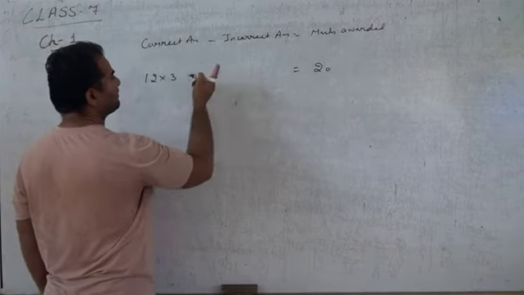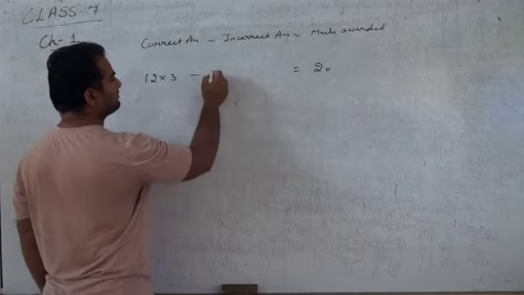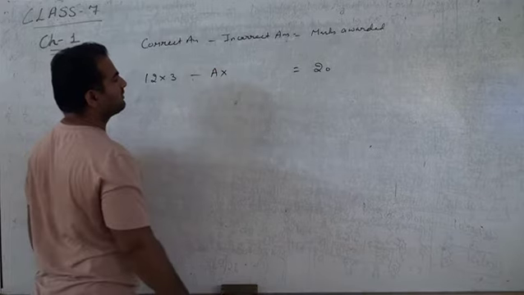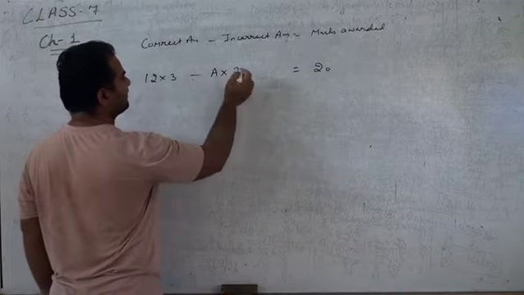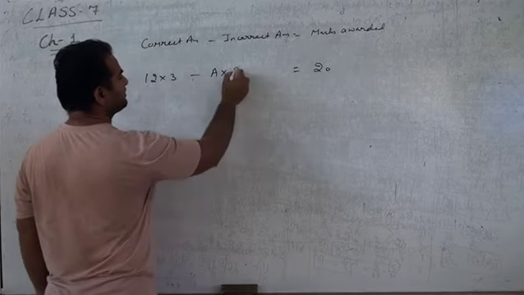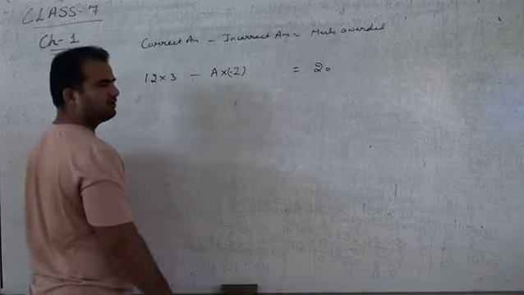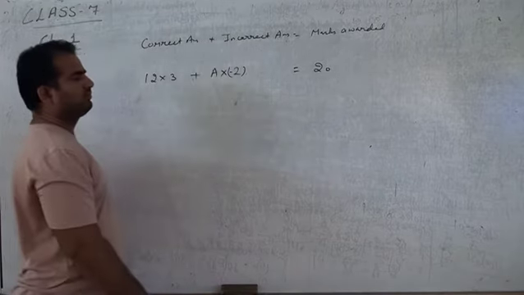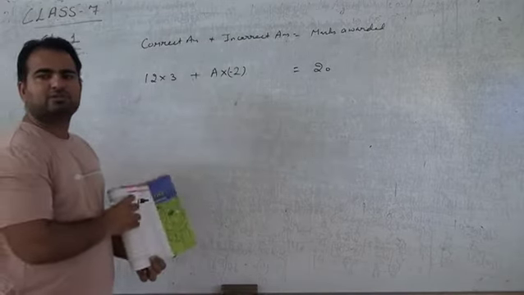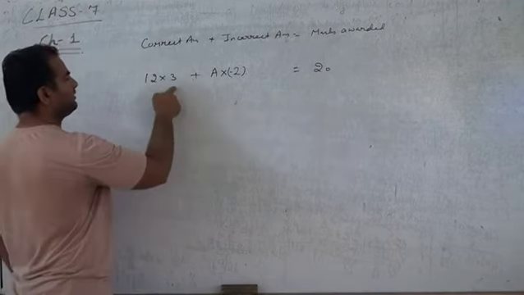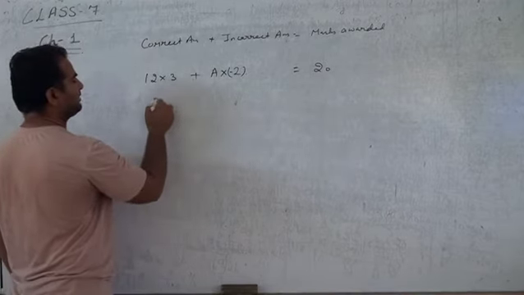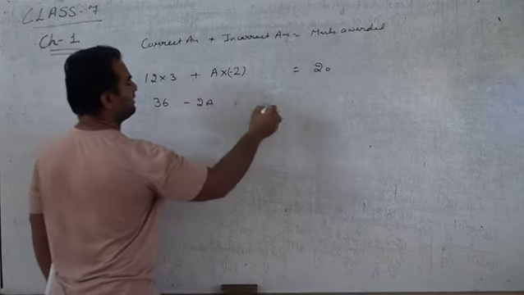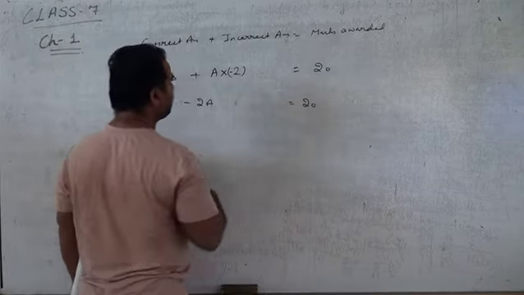So let the number of incorrect questions equal A, and each incorrect answer is awarded minus 2 marks. When we add, the equation will equal 20. So 12 into 3 will be 36. 36 plus A into minus 2, that is minus 2A, equals 20.